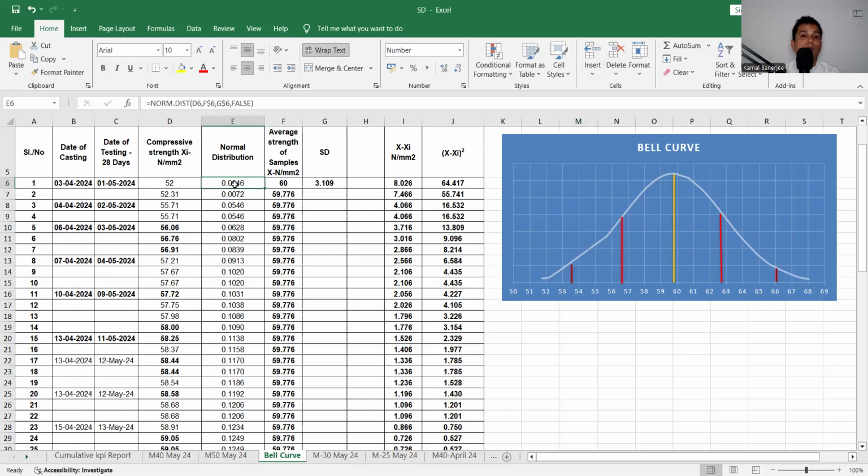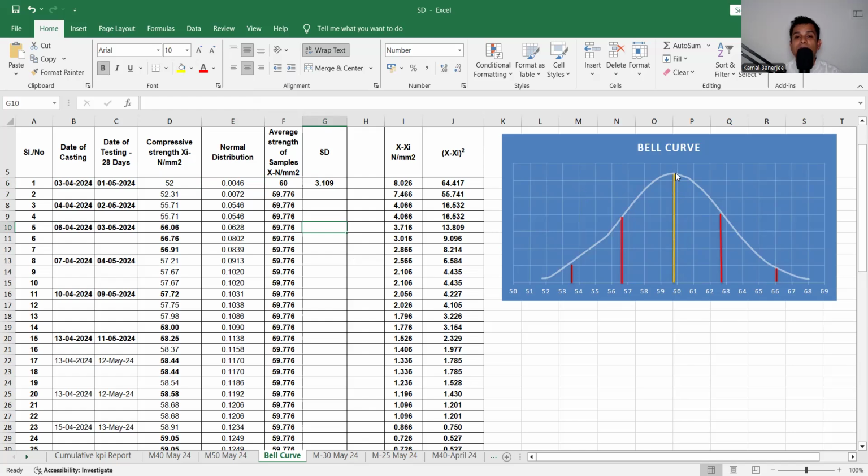The normal distribution formula: you can type equal to NORM.DIST with D6, F6. D6 means x, then F6 means the average, then G6 means the standard deviation, then FALSE, which gives the normal distribution set. From these two you can create this bell curve. I'm not going into that much detail. Maybe in another video I will discuss how to prepare the bell curve using Excel.